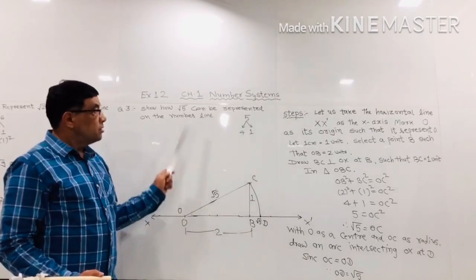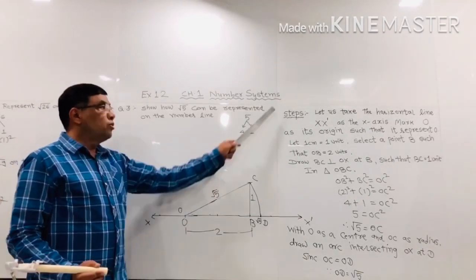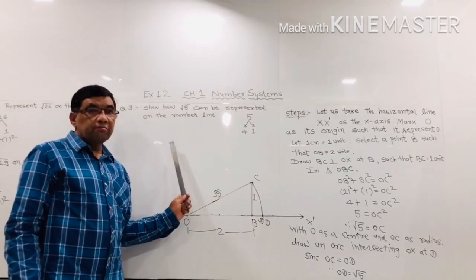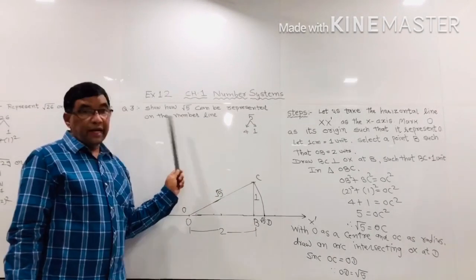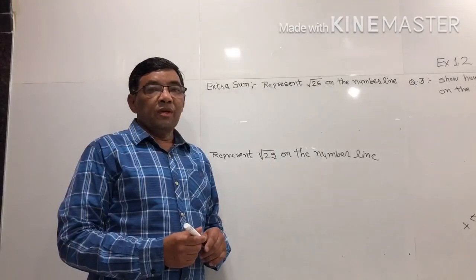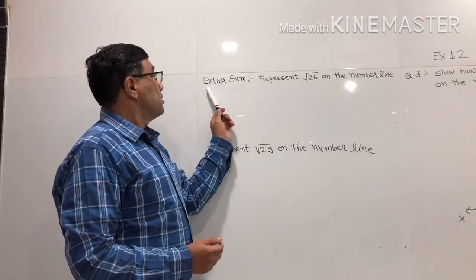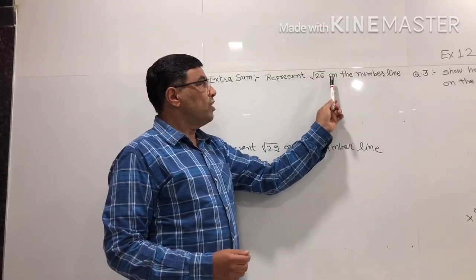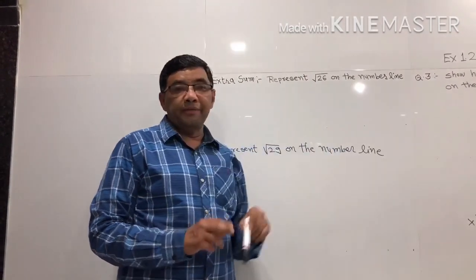So you can draw this and you write all the steps. Practice at home. Here, the students practice at home. Now we see one extra sum. So we present root 26 on the number line.